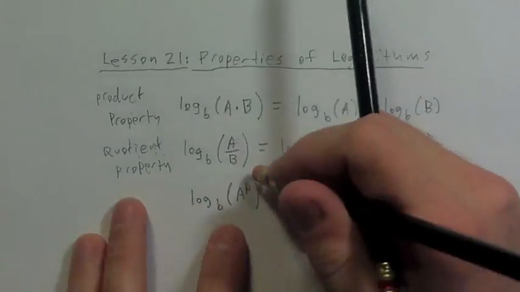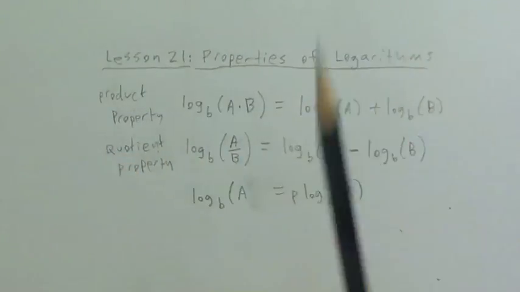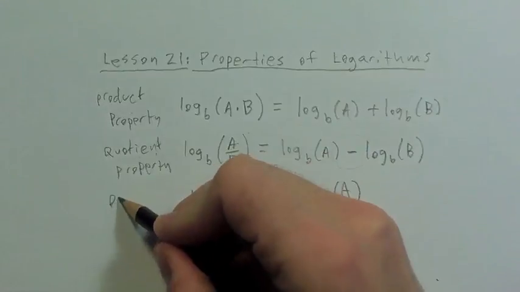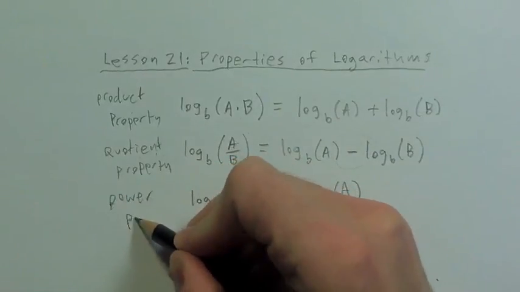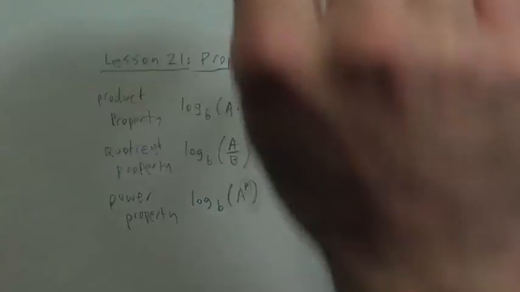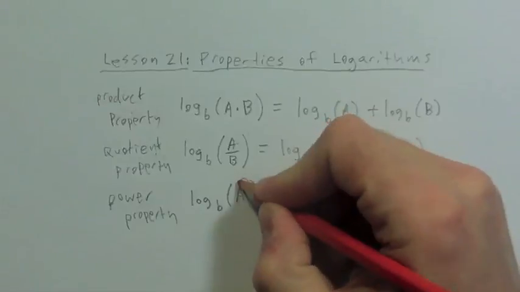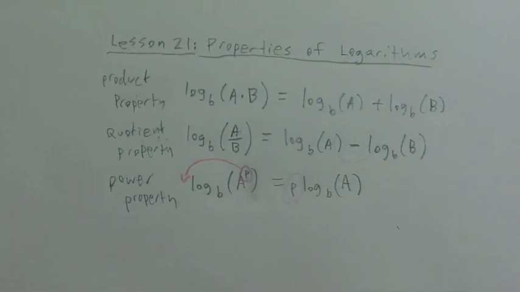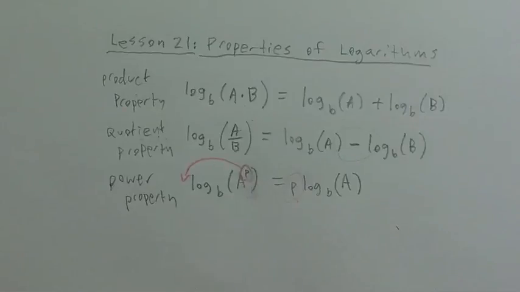And then this one, it kind of smudged a little bit. Let me see if I can make that look a little better. And the log of A to a power, we could call this the power property or the power rule. It tells us that if I have A to some power, what we can do is bring that power outside as multiplication. So I have the power times log of A. Right? So this one's extremely important, this bringing the power outside.